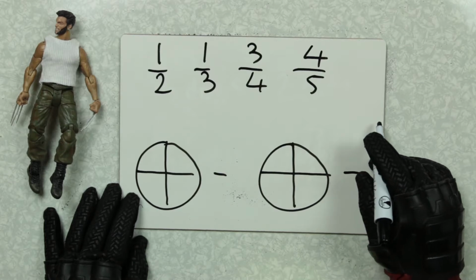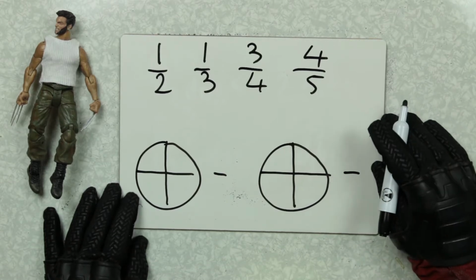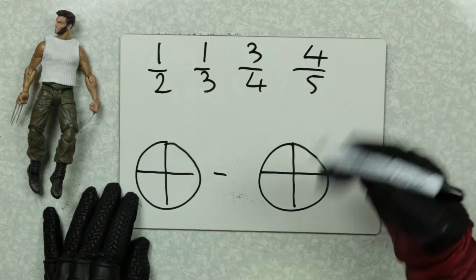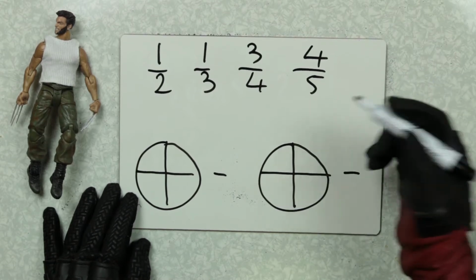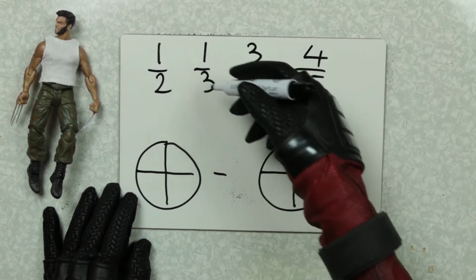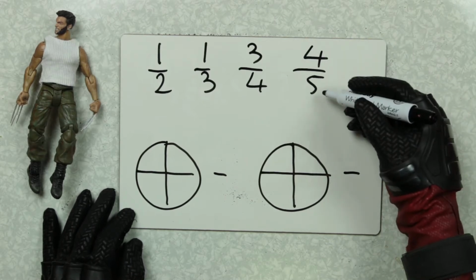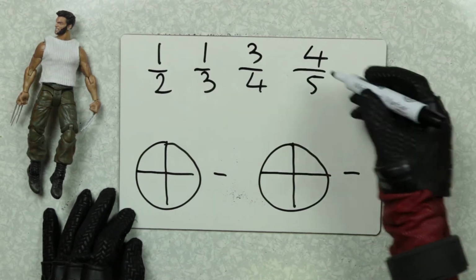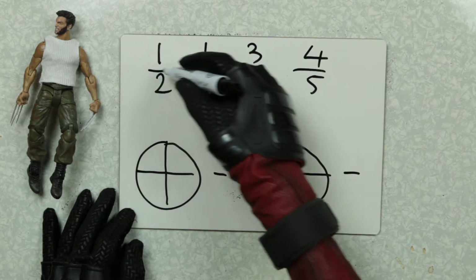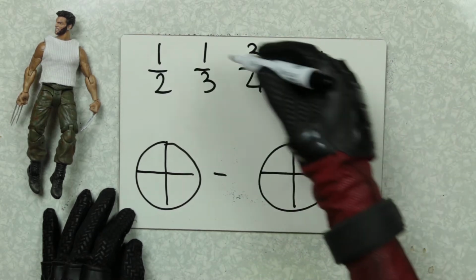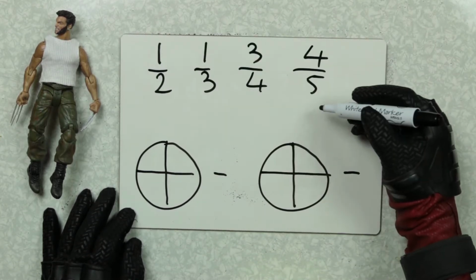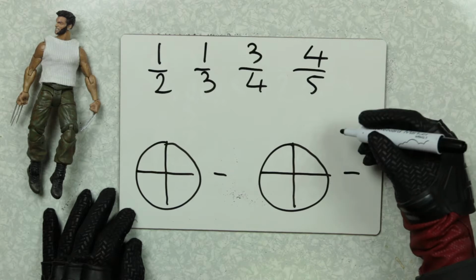So fractions are everywhere in life, so it's a really good idea to be able to calculate them correctly. Fractions are just a part of a whole one. So we have things like a half, or a third, 3/4, 4/5. When we talk about fractions, we have a top number and a bottom number, and then a line in between. The top number is known as the numerator, and the bottom number is the denominator.